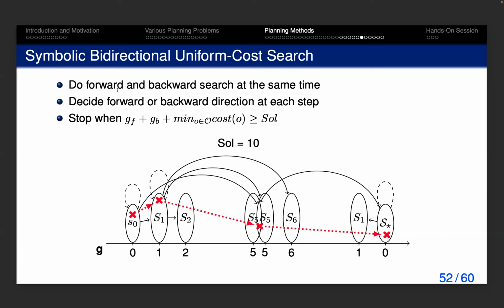And then you have found a plan, which would lead from the initial state to a state here, to a state here, and to a state here. Are there questions to that part?